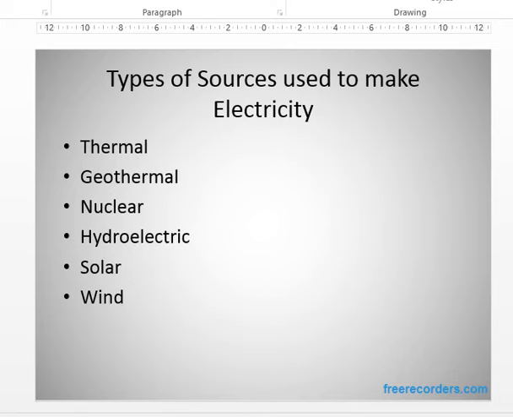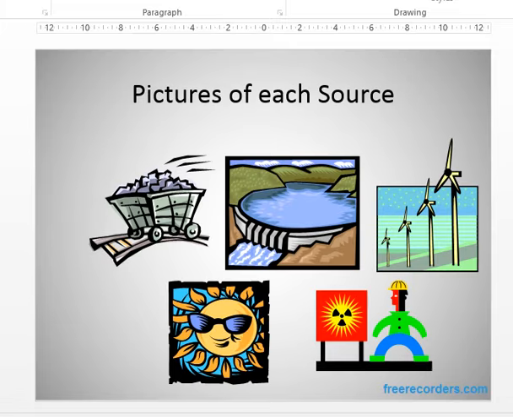What types of sources of electricity are there? There are many sources like thermal, geothermal, nuclear, solar and wind. Now let us see how we get electricity from different sources. These are the sources in the picture: coal, water, wind, sun and many others.